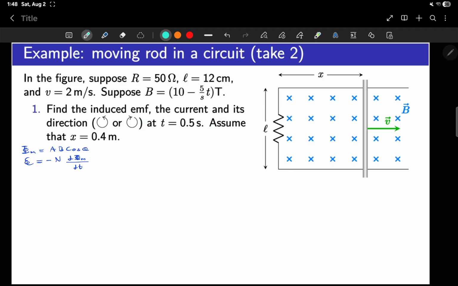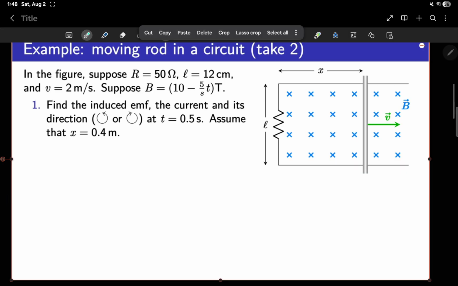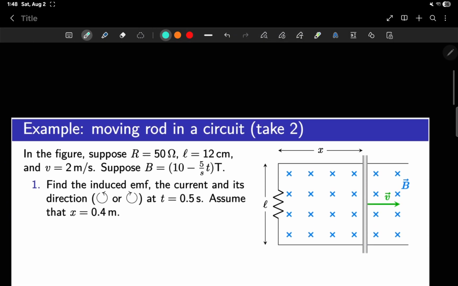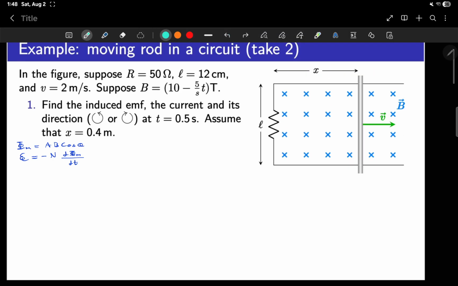So there are two things that are changing in this problem. First is the area, because as the rod moves in that direction, we get more and more area, more and more width. The x variable is changing.